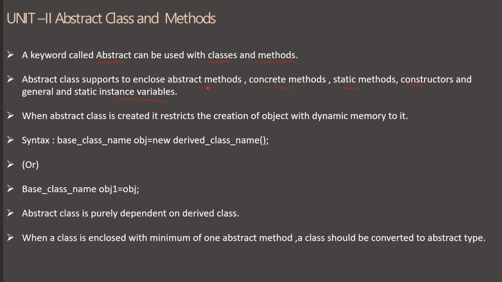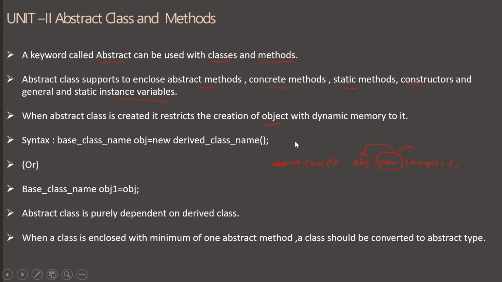For example, if I create an object for any class, suppose I have a class called Sample. I'm going to create Sample obj = new Sample. Here I can use the new keyword to create dynamic memory allocation for the object which I have created for this class. But if this class is of abstract type, then I can't create dynamic memory for it using the new keyword. Is that point clear? This is the meaning of this statement.